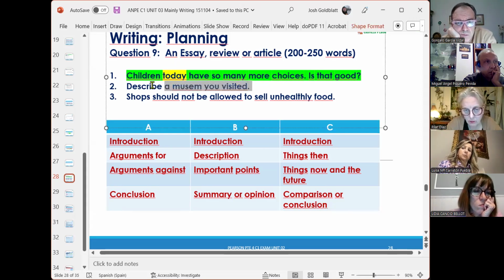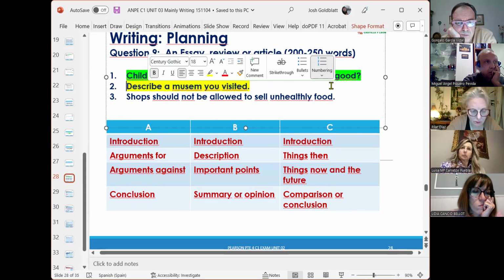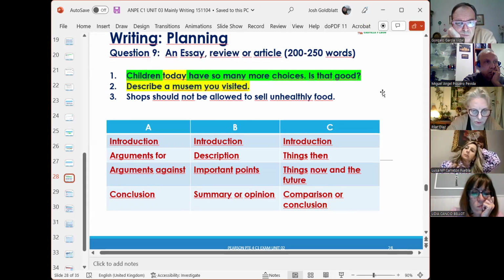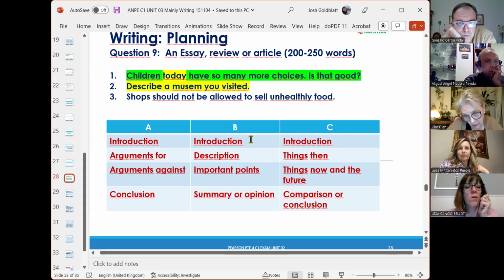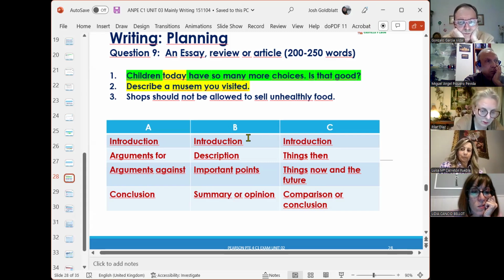Describe a museum you have visited. Would that be A or B? B. Everybody says B. Absolutely. So I'm going to describe, last year I went to England and I saw the British Museum, a beautiful old building in the center of London where millions of people visit the famous exhibits each year.